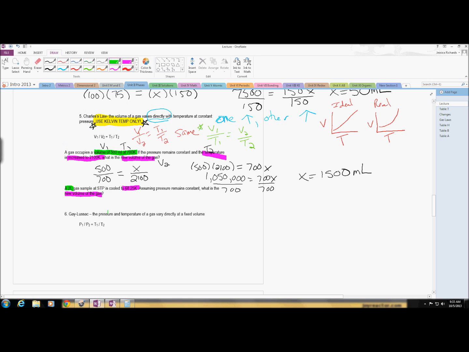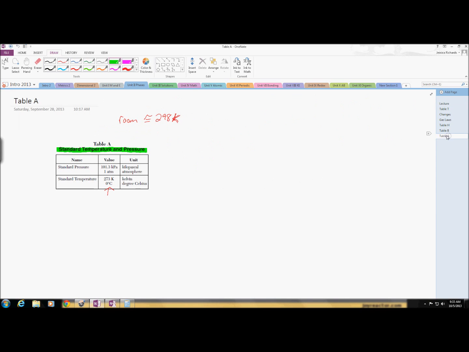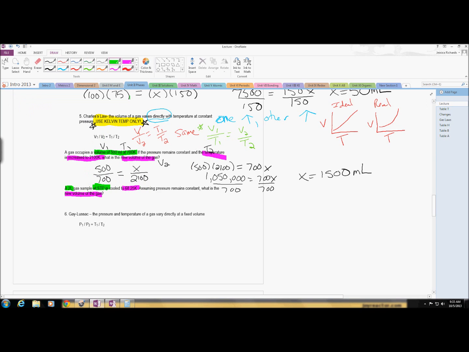And at first you're like, well, they only gave me 2 numbers and I need 3 out of the 4. Right here, this STP, remember on reference table A, here's your STP. Standard temperature, right here, 273 kelvins. So when we look at this, that's really saying that my starting temperature is 273 kelvins. So I have 2 liters over 273 kelvins equals X liters over 68.25 kelvins.